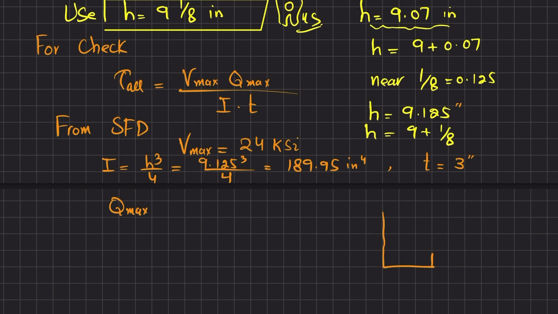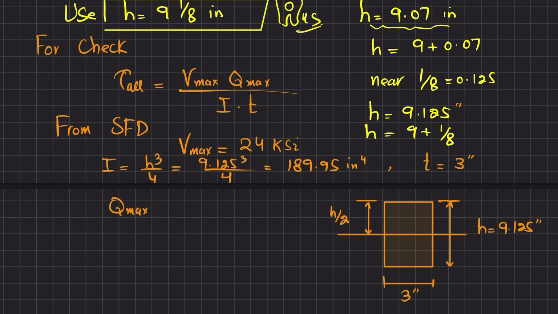So let me draw the cross section again. This is 3 inch, and now height is h is equal to 9.125 inch. So if you draw the neutral axis that will lie at the half of this, so this portion will be equal to h by 2. Clear? So h by 2, which means 9.125 divided by 2. So what will be the Q max for this portion?